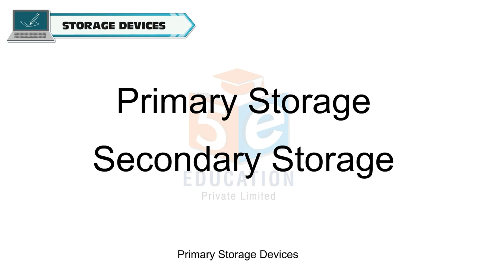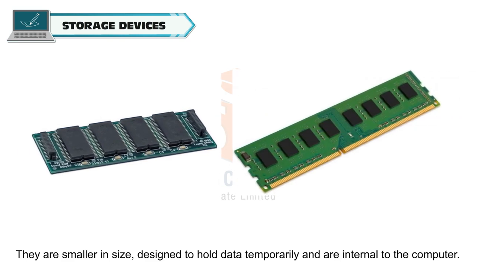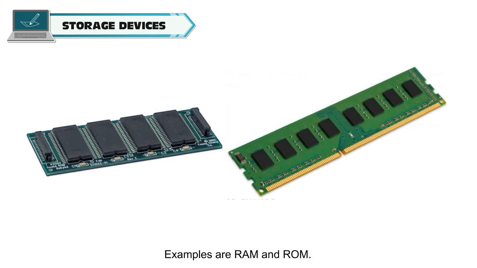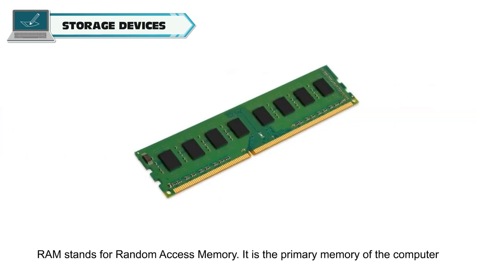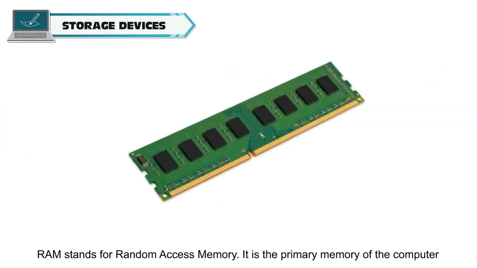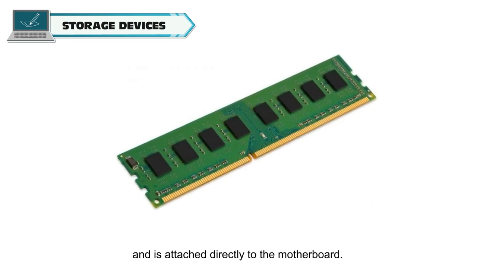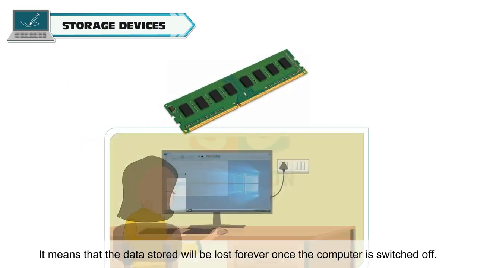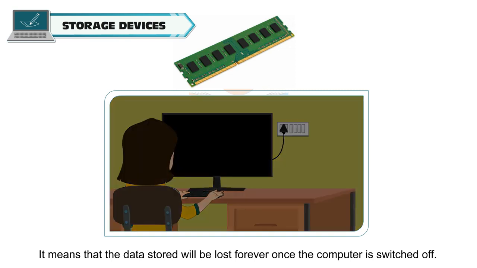Primary storage devices. They are smaller in size, designed to hold data temporarily, and are internal to the computer. Examples are RAM and ROM. RAM stands for Random Access Memory. It is the primary memory of the computer and is attached directly to the motherboard. RAM is volatile. It means that the data stored will be lost forever once the computer is switched off.